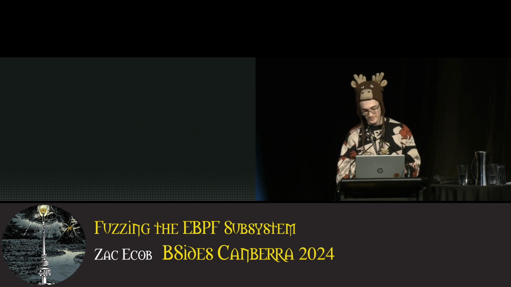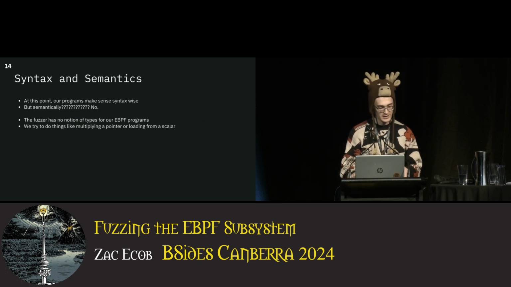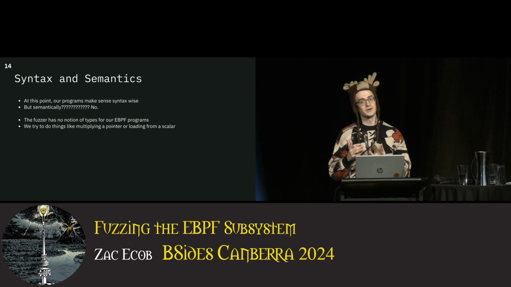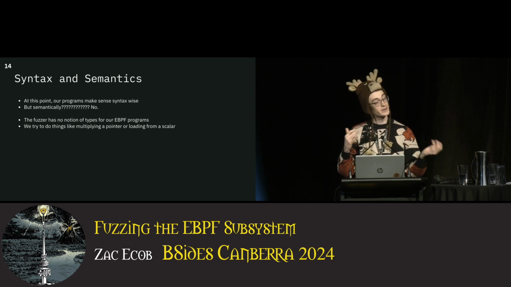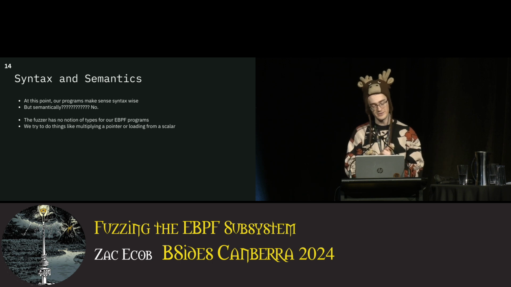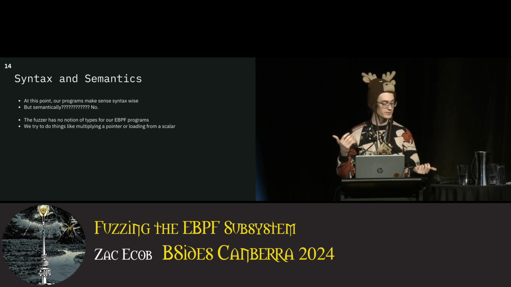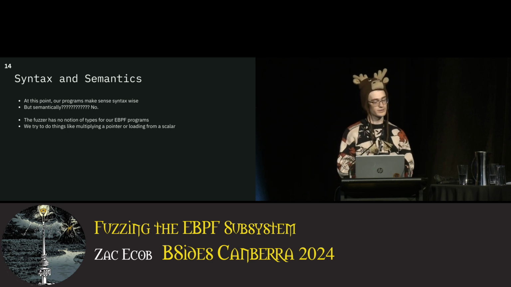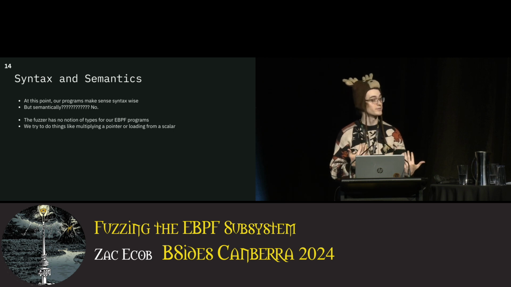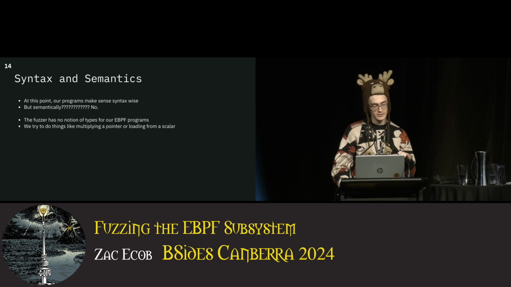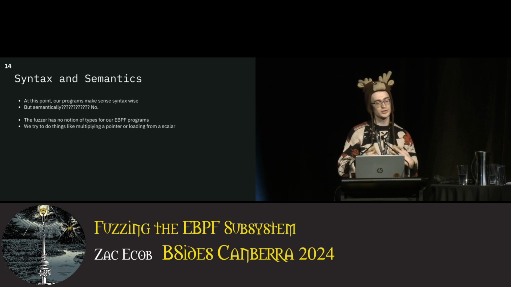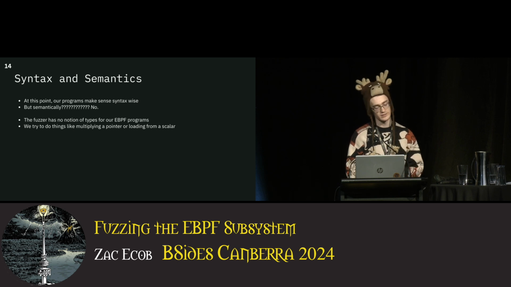Cool. So, types. Already talking about types. Our program, after we obey the 50 billion different invariants, is now syntactically valid. The eBPF verifier says, hey, you sure are giving me instructions. But semantically, which is what our program's actually doing, it still doesn't make sense, because the fuzzer has no notion of types in the eBPF program. So we're trying to do things like multiply a pointer or load from a scalar.